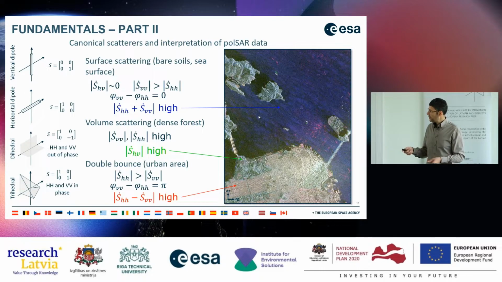So if you color code this in green, then you see where the arrow points that you have predominant red value over the cities, for example. So of course, what is interesting for us is the surface scattering, because it's what is happening over the ocean, and double bounce for the ship detection that we will see later on.